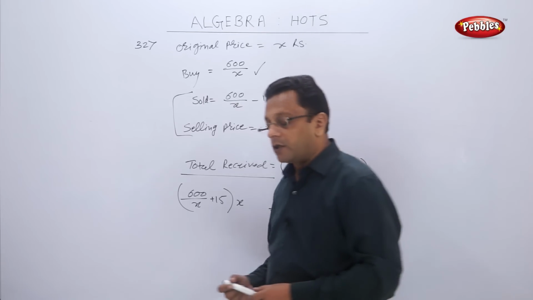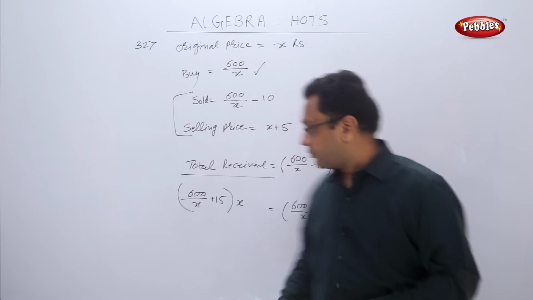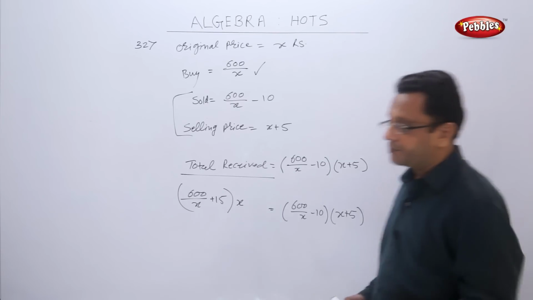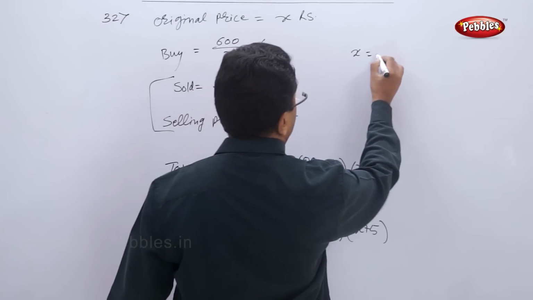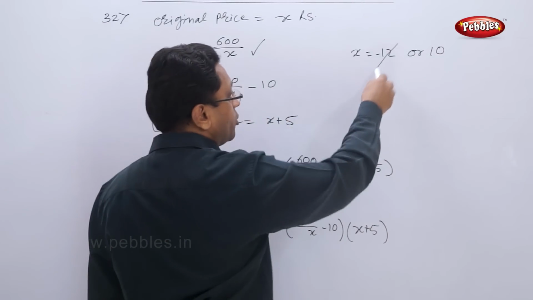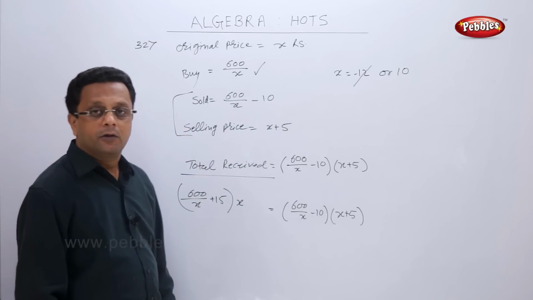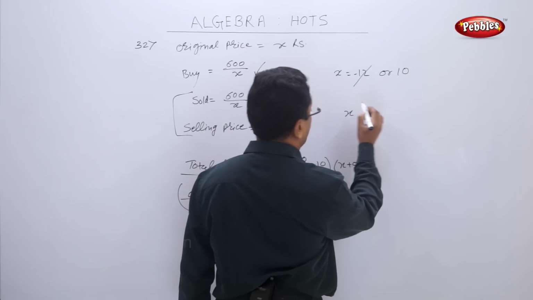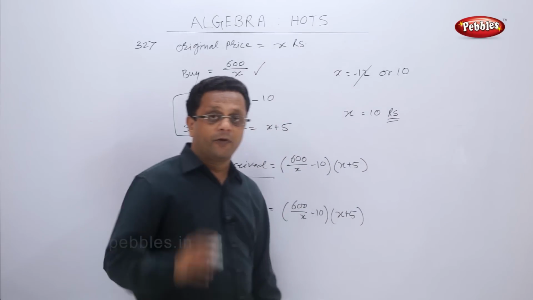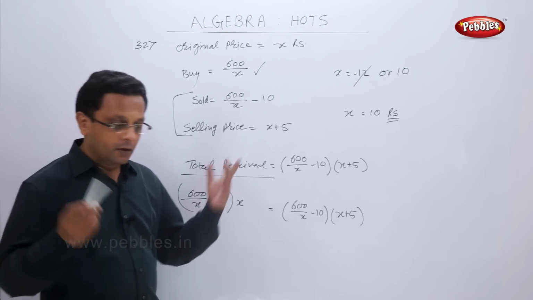Now solve this to find the value of x. This is a purely arithmetical part, so I leave it to you. Please pause your video here and solve this equation to find the value of x. Please do it now. Here x is minus 12 or 10. As you know, the price cannot be minus 12. So x, or you can say the original price, is 10 rupees. Don't forget to write rupees. Unit is a must. Okay? Very simple.